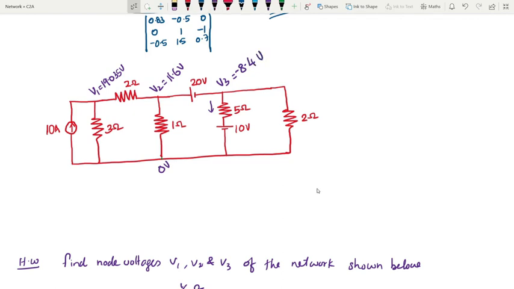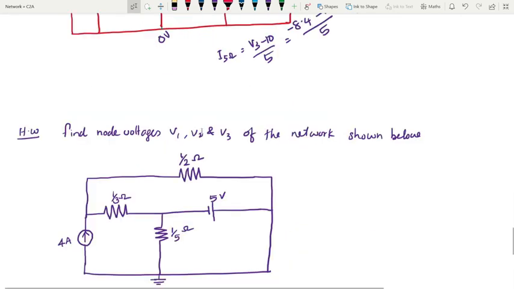Here we need to find the current flowing through the 5 ohm resistor. What is the current flowing through the 5 ohm resistor? I5 ohm is equal to V3 minus 10 divided by 5. V3 is minus 8.4, minus 10, divided by 5, which gives minus 3.68 ampere. What is the indication of this minus? The actual direction of current is upward. Considering that direction, the actual current is 3.68 ampere upward. So this is the solution to this problem.